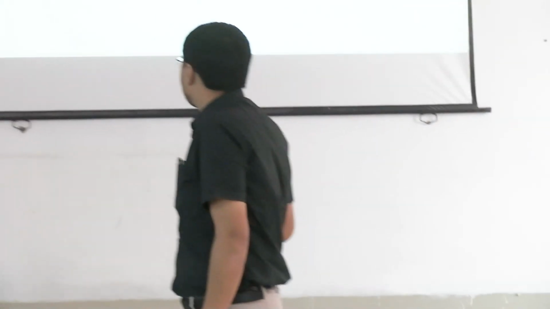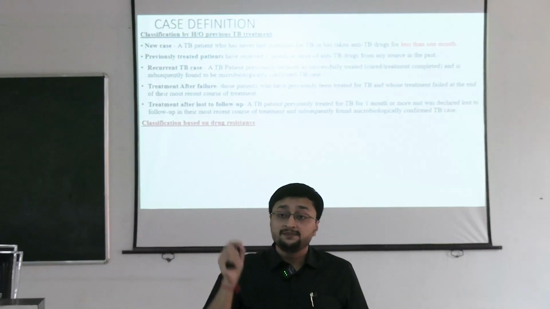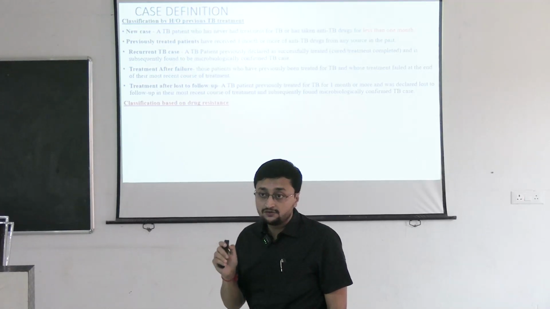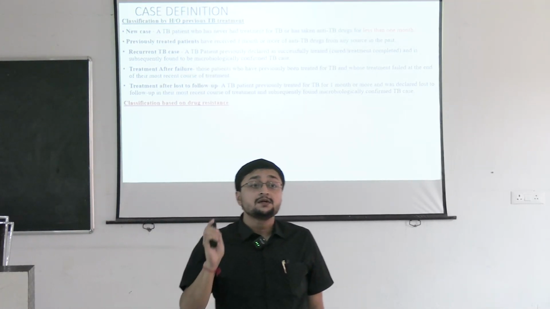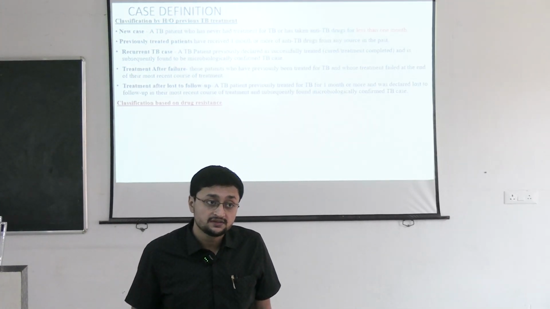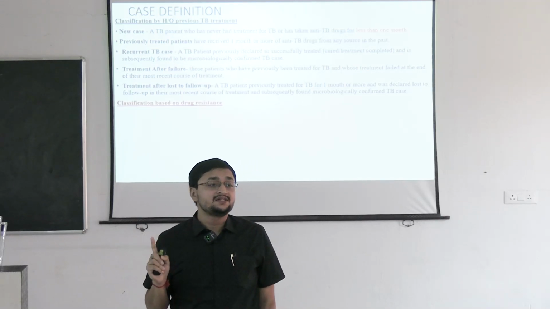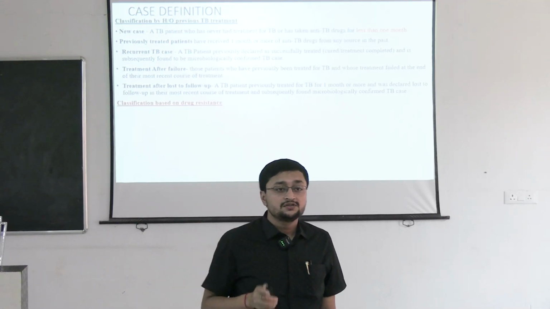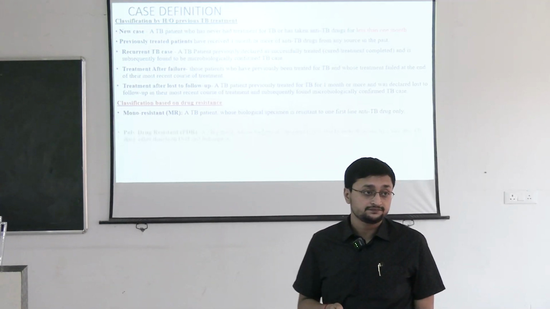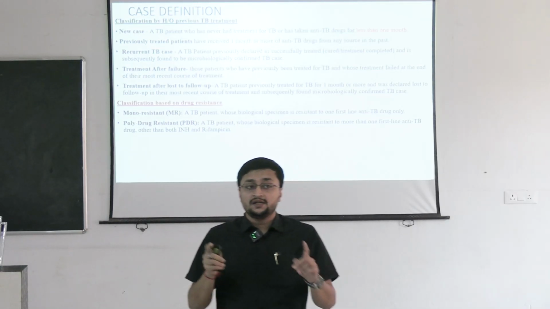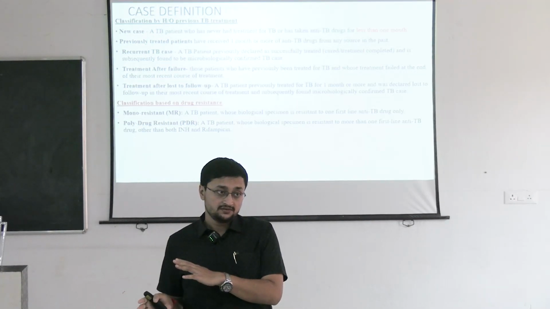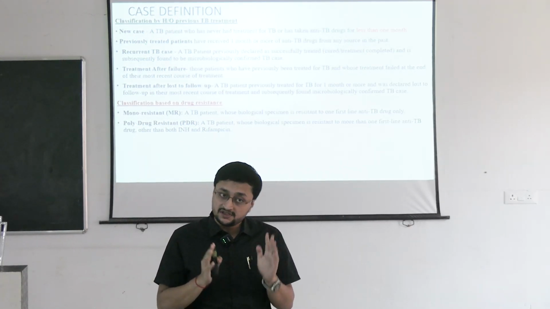So this is according to the history of previous TB treatment or ATD treatment, and the other case definition is according to the resistance of the drug. First is monoresistant. What is monoresistant? Resistant to any one of the first line drugs. So that is monoresistant. What is polydrug resistant or PDR? Resistance to any 2 of the first line drugs except H or R, isoniazid or rifampicin. This is PDR or polydrug resistance.